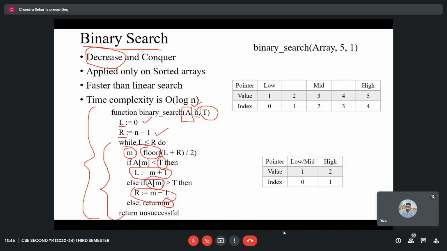Otherwise, it will keep looking into either the first half or second half of each of the divided arrays, or the decreased arrays. And sometimes there is also a chance that the search target element is not available in the given array, so it will return unsuccessful or something like that.